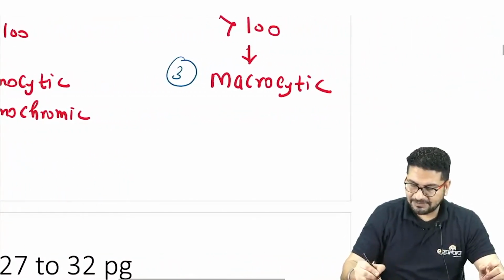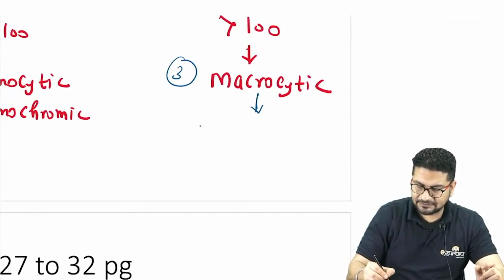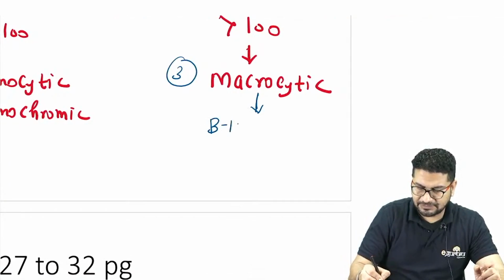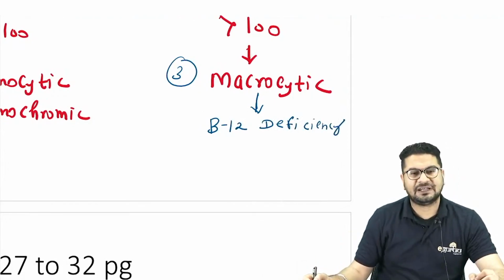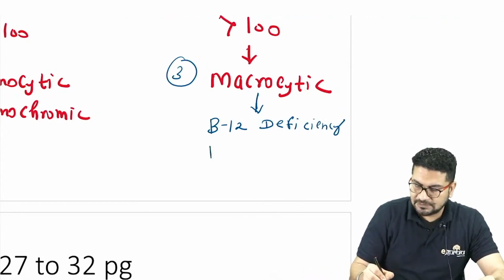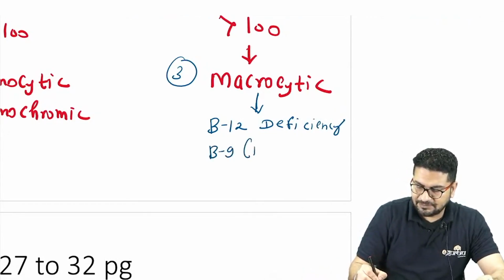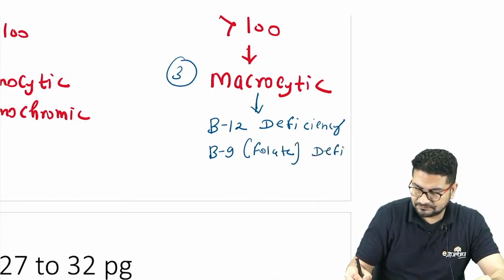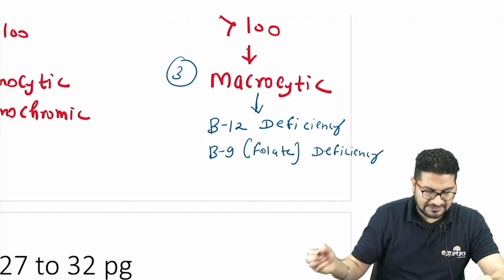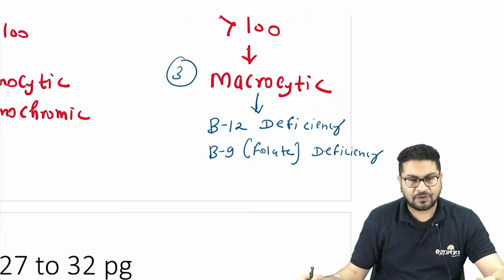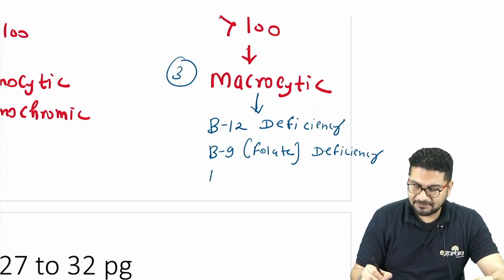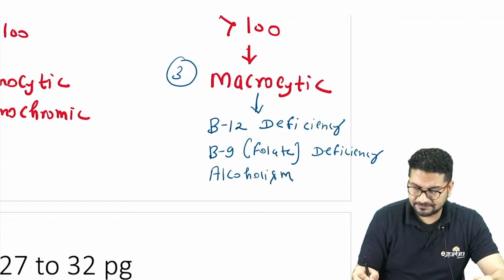So what you have to remember in macrocytic? Understand this, macrocytic can be due to B12 deficiency. B12 is your vitamin B12, cyanocobalamin. It can be due to B9 or folate deficiency. Macrocytic anemia, remember, sometimes you can see in alcoholics. So it can be due to alcoholism.